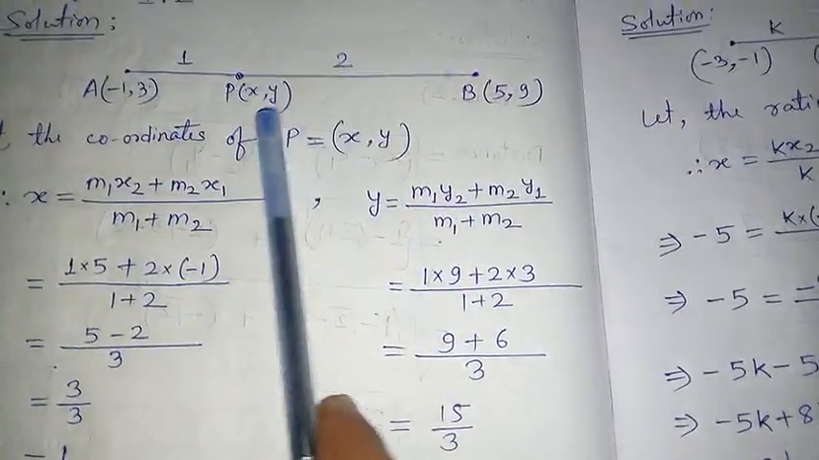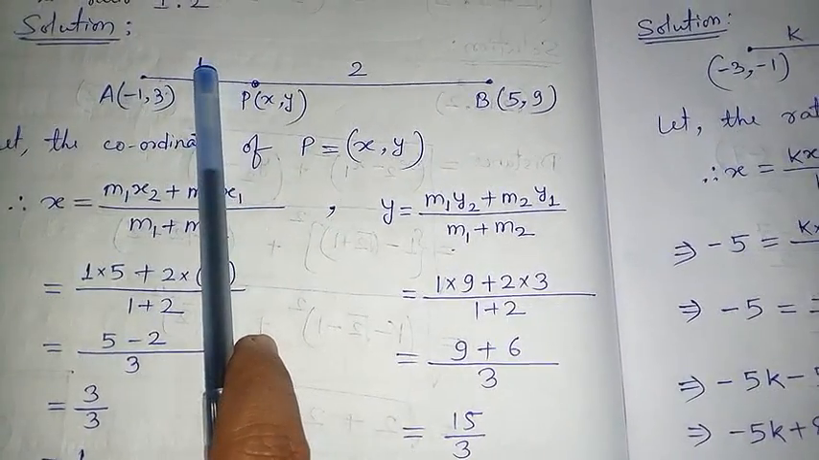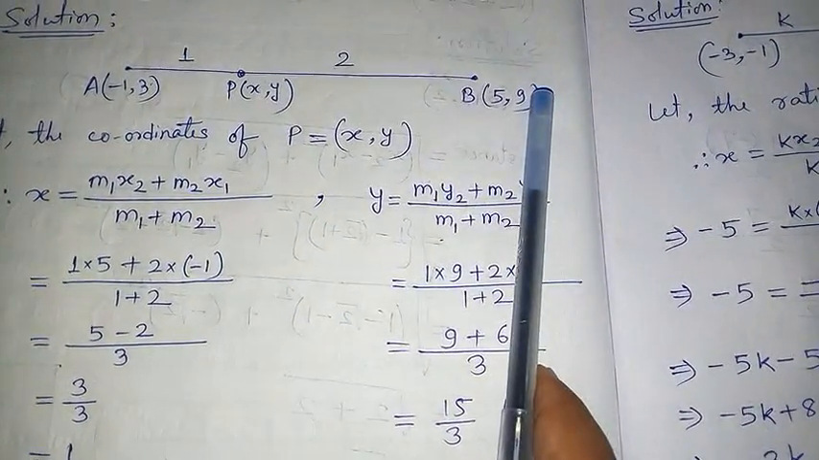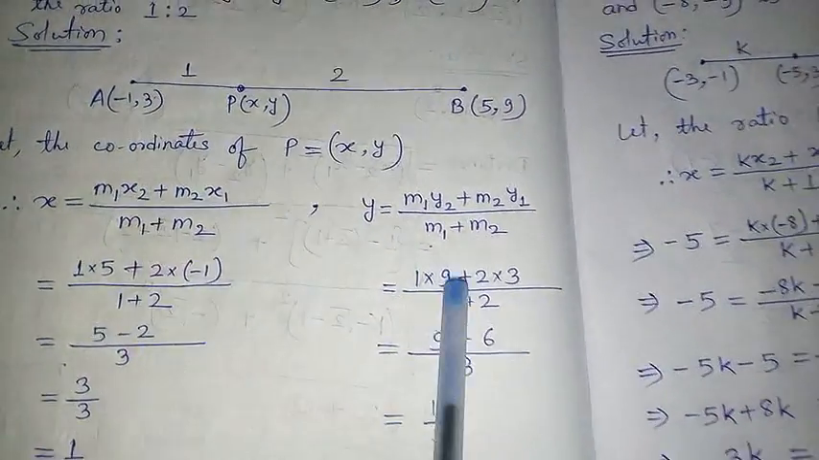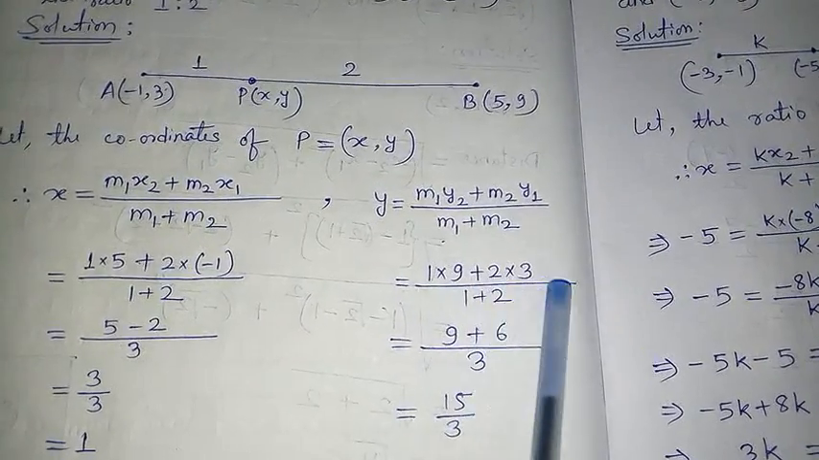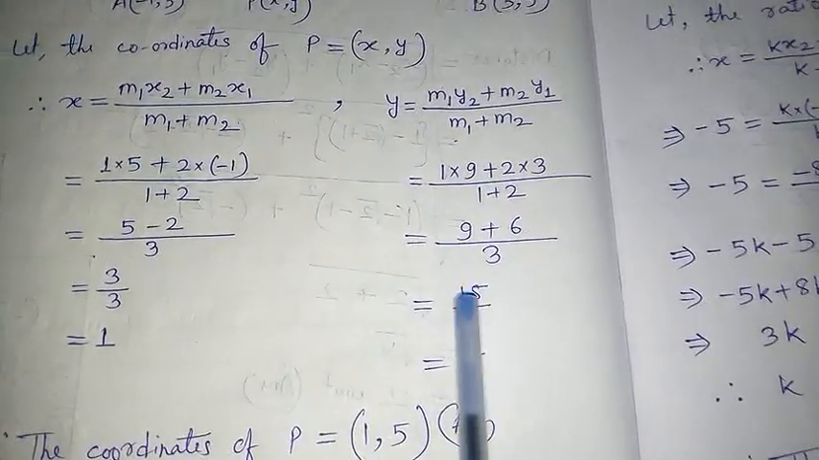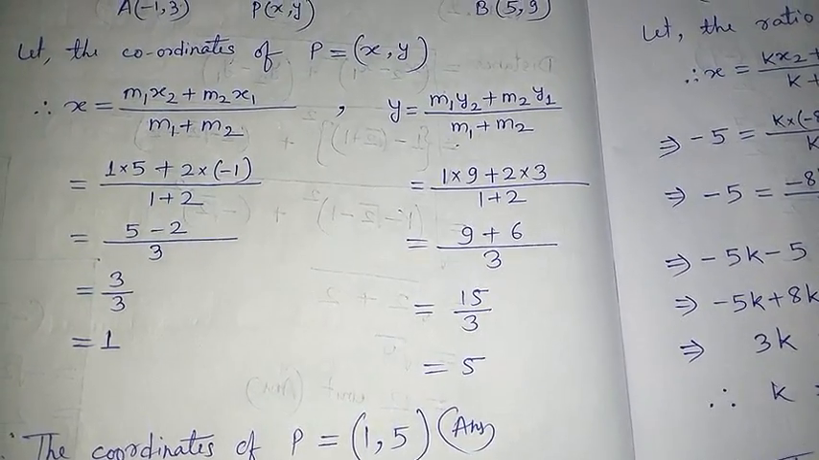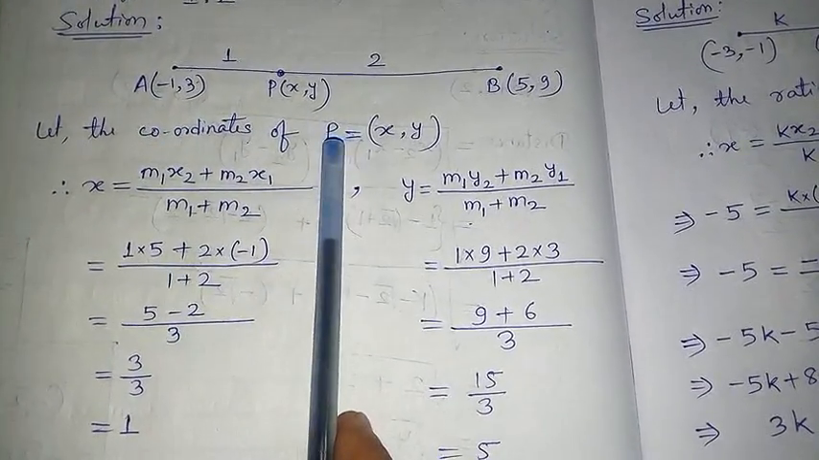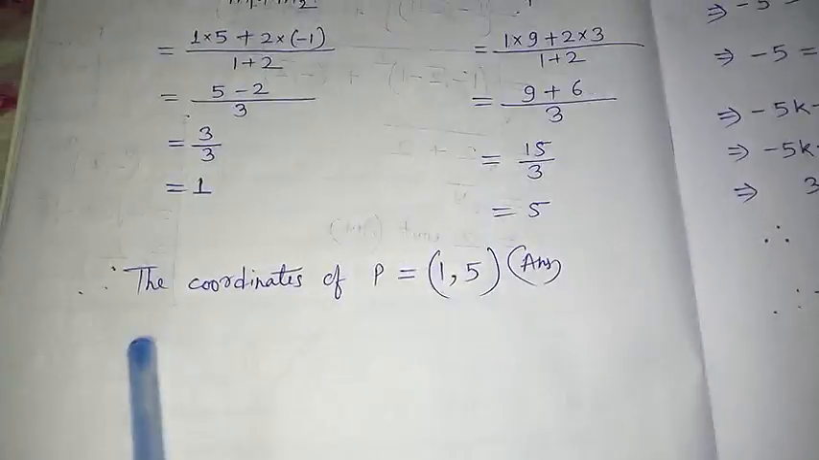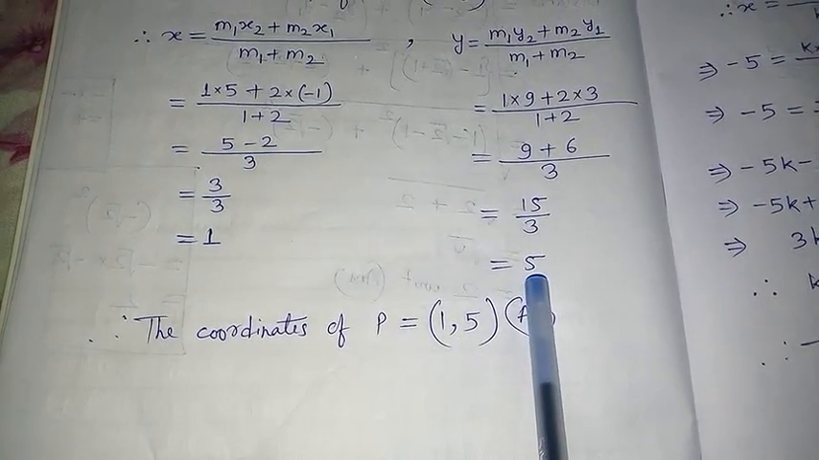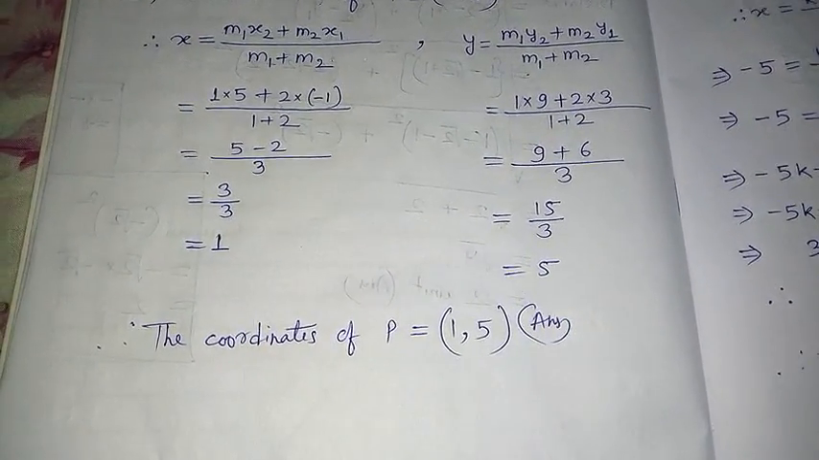Now second one, when I take y, what do I do? I take 1 into second plus 2 into 3. You see, 1 into 9 plus 2 into 3. 9 ones are 9, 2 threes are 6. 9 plus 6 by 3, 15 by 3, it is 5. That means the coordinate of point P is x comma y. I can say x is 1, y is 5. You see, x is 1, y is 5.